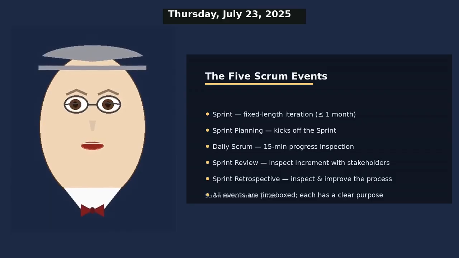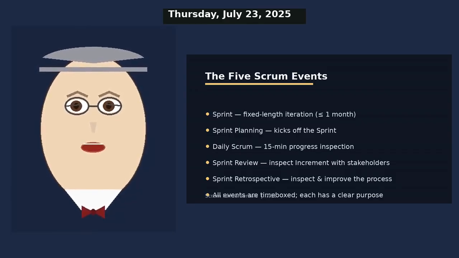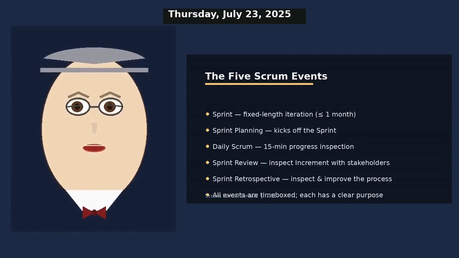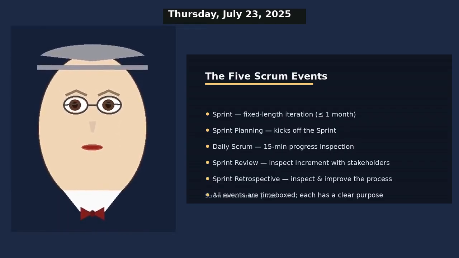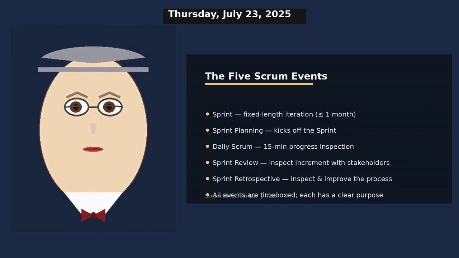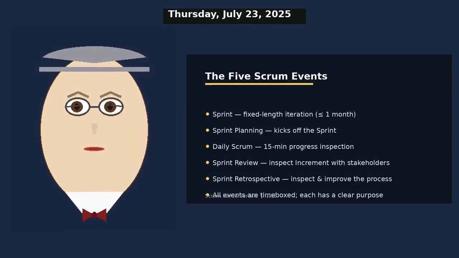Scrum defines 5 events. The sprint is the heartbeat, a fixed-length iteration of 1 month or less. Sprint planning kicks off the sprint. The daily Scrum is a 15-minute inspection of progress toward the sprint goal. The sprint review inspects the outcome with stakeholders. The sprint retrospective inspects the process and creates improvement actions.